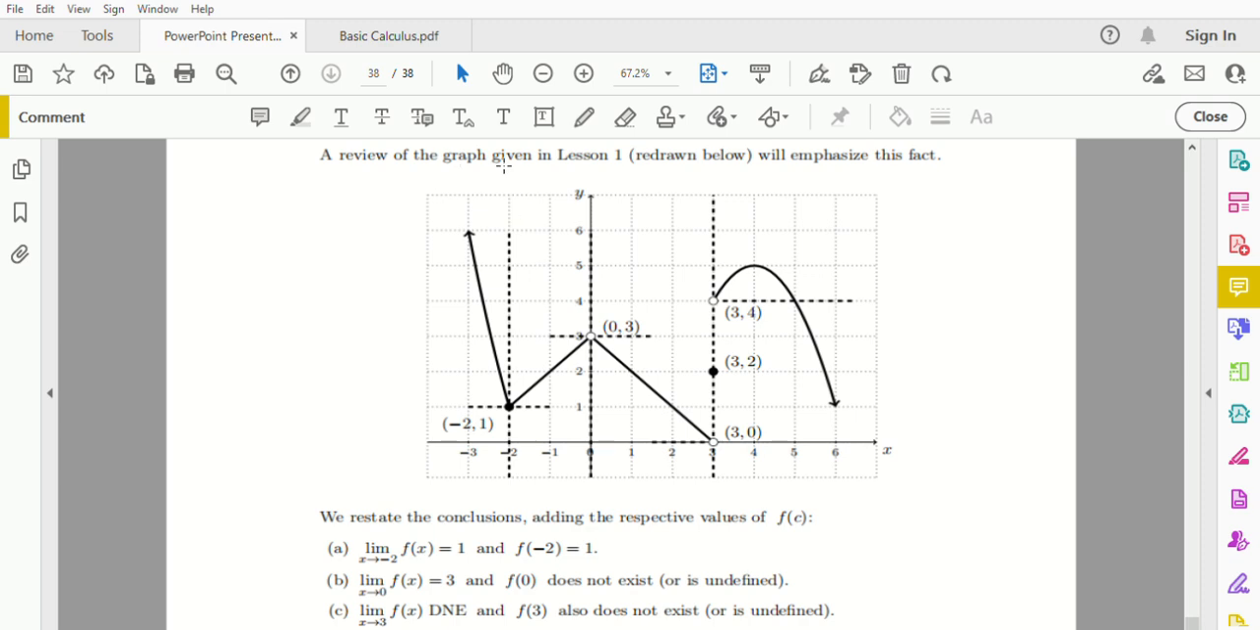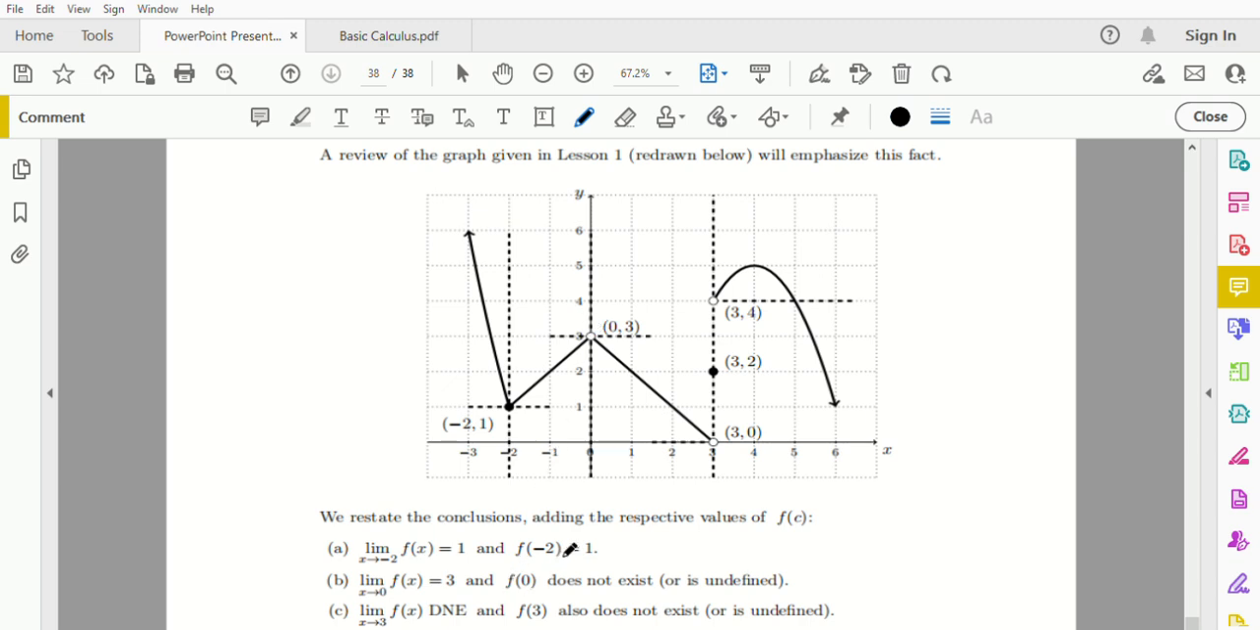So a review of the given graph. We have these three examples in our previous slides. The limit of f of x is equal to 1 and f of negative 2 is equal to 1 based on this, because this is shaded. But here, the limit of f of x approaches 3, right? Because when we say f of x, as x approaches a specific value, f of x also approaches a specific value of y. So it approaches 3.